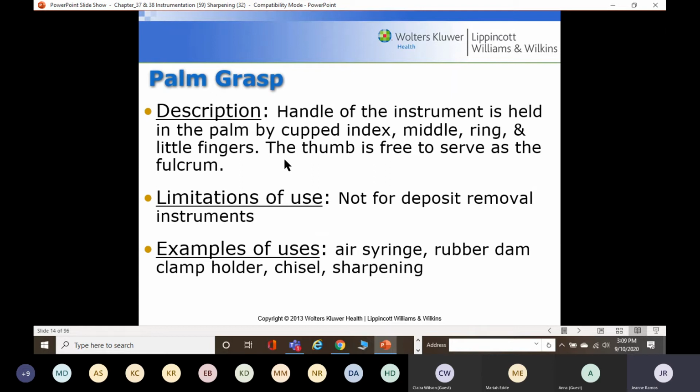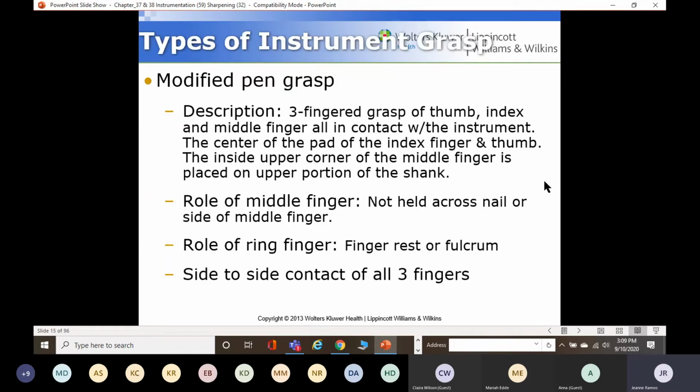Handle of the instrument is held in the palm by the cupped index, middle, ring, and little fingers. The thumb is free to serve as the fulcrum. Limited use, it's not for deposit removal with instruments. Examples, you could use a palm grasp when you're just using the air syringe, if you're putting in a rubber dam clamp holder, if you're using a chisel, or you're just sharpening. Those are a few ways that you could use that palm grasp.